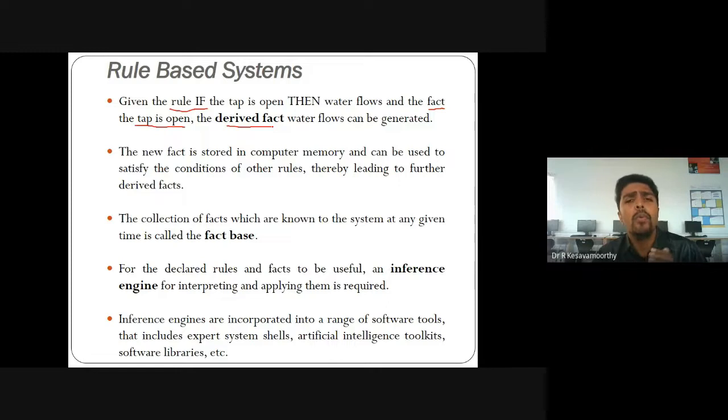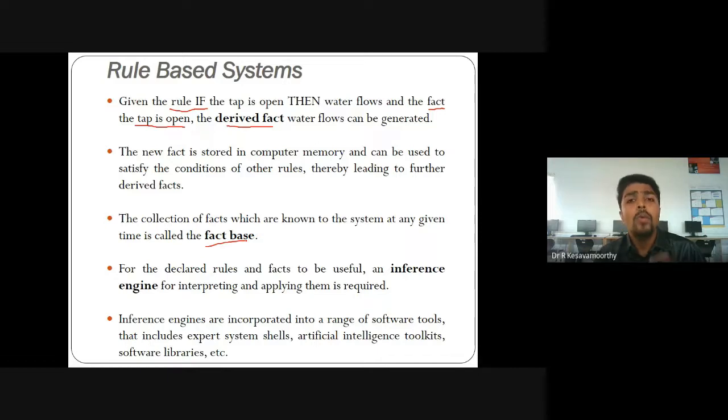When you have a larger number of facts, what do we have to do? We have to store them somewhere, and that particular collection of facts is what is called the fact base. These are all actually the components of the rule-based system. We started with the rules and then facts. Now we know what a fact base is.